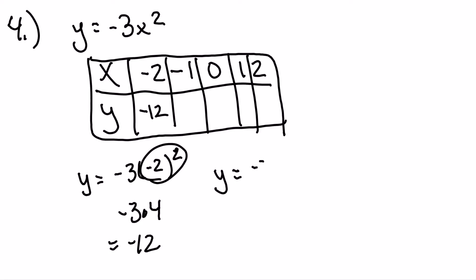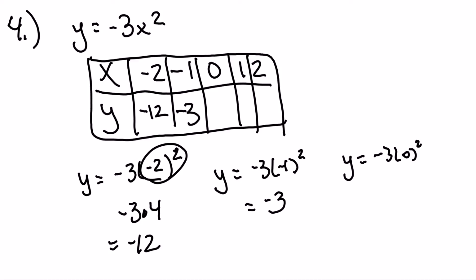Y equals -3 times -1 squared. -1 squared is 1, times -3 is -3. I plug in 0. Y equals -3 times 0 squared. -3 times 0 is 0. Then I plug in 1, I get -3. And I plug in 2, I get -12. Notice, with rainbow, because 0 is our vertex. Alright, that's it for 4.